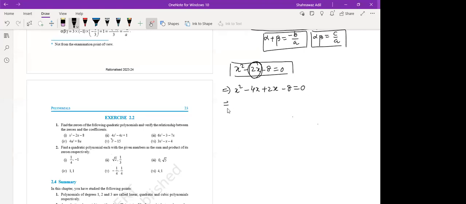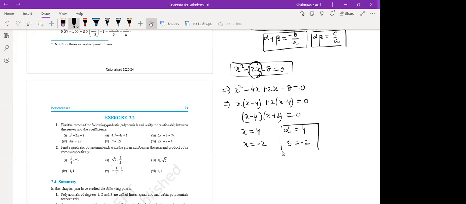Yes, sir. Then this is x minus 4 and this is 2x minus... so this is again common, and then we have x plus 2. So we'll have x equals 4 and x equals minus 2. So alpha is equal to 4 and beta is minus 2, right?